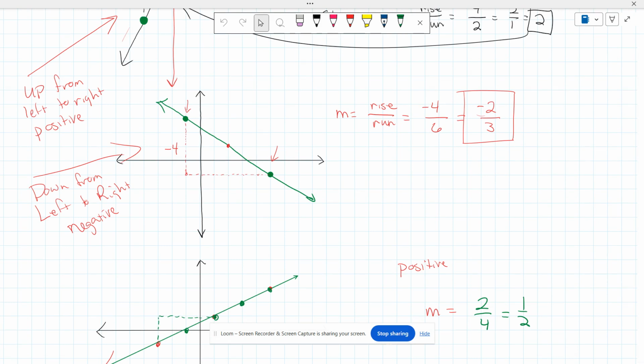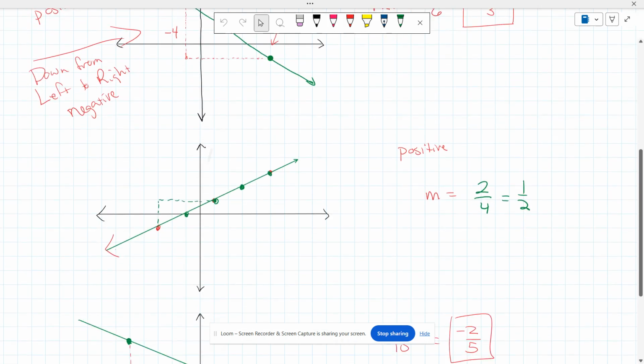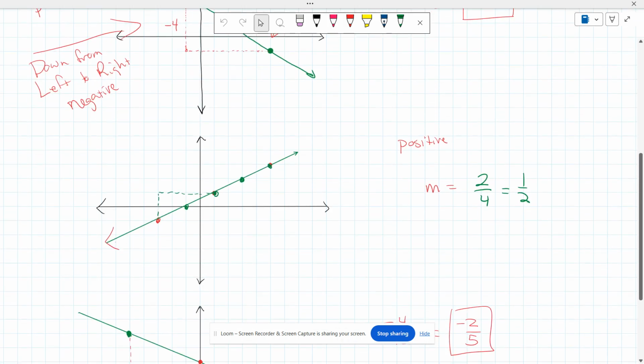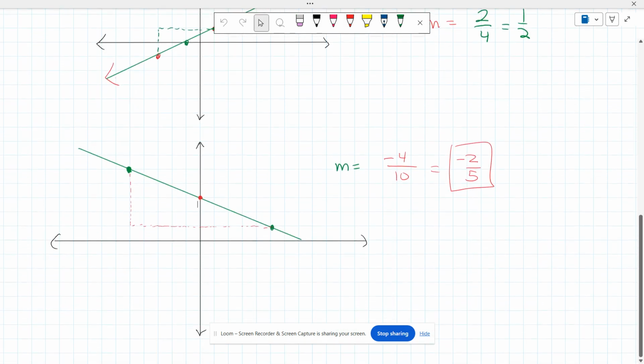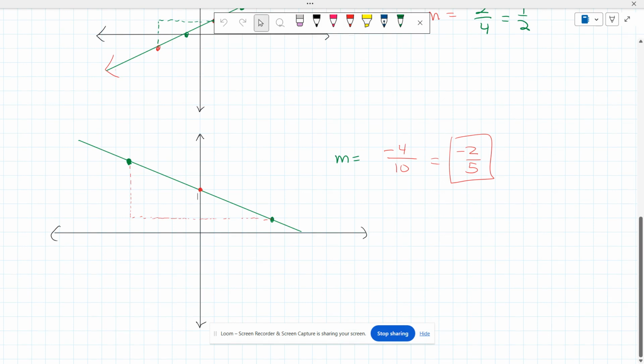Down 2 to the right 3. Okay? So that's rise over run, and that was slope, and that's what we did last time. So a positive slope from here to here, up 1 to the right 2, 1/2. This one from here to here, down 2 to the right 5, negative 2/5 slope. If it goes up from left to right, positive slope, down from left to right, negative slope.